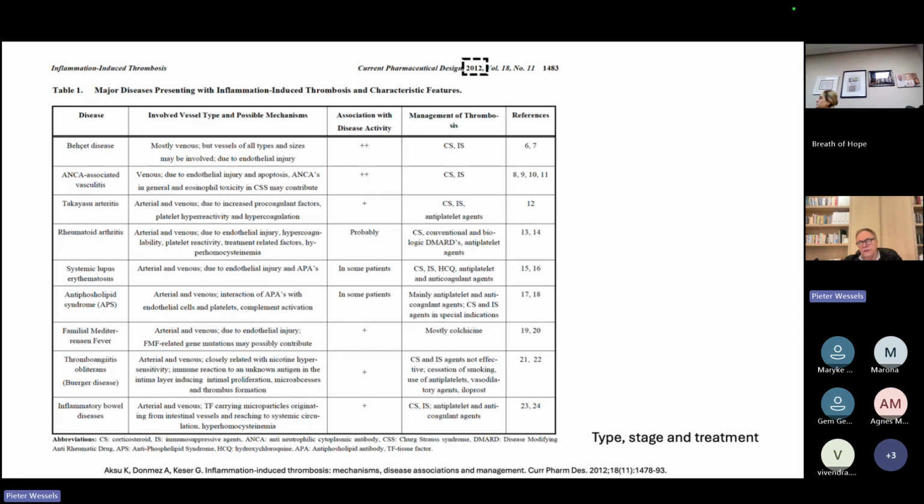Antiphospholipid syndrome, arterial and venous. So the type of the disorder will define the risk. Also the stage of the disorder. If you've got a disease with flares, that is the time that the patient is at risk. Not all the time, only at the time of flare. And it also depends on the treatment that you give a patient. I told you, if you give a patient high doses of steroids, it increases their risk for venous thrombosis as well.